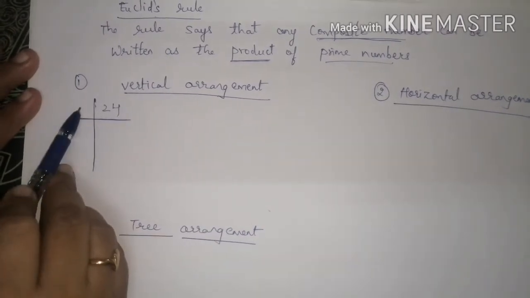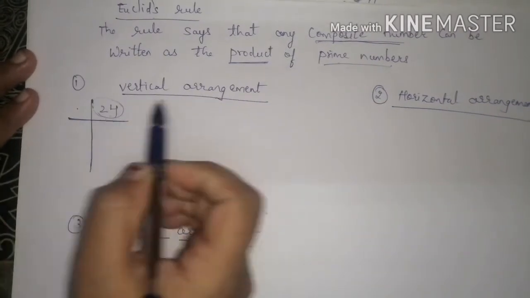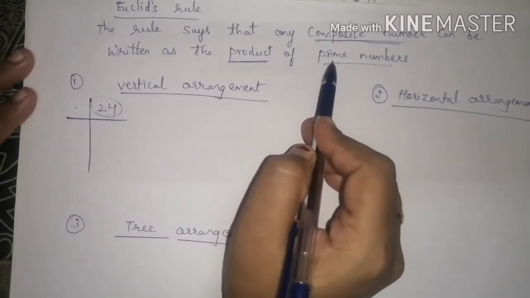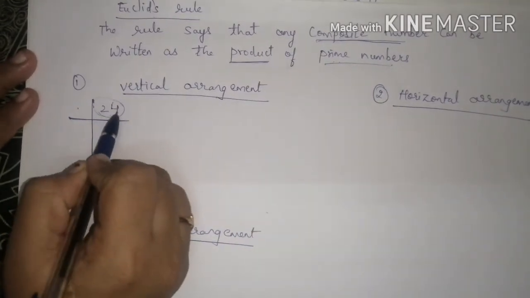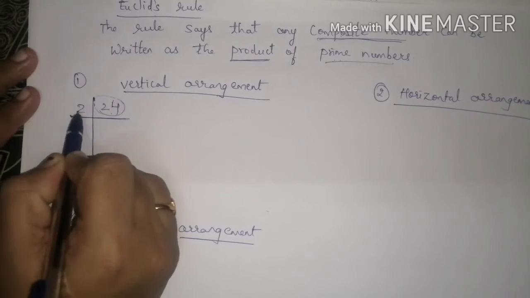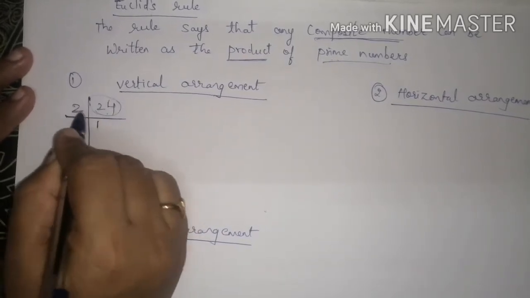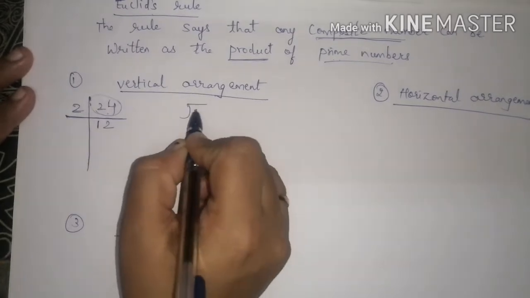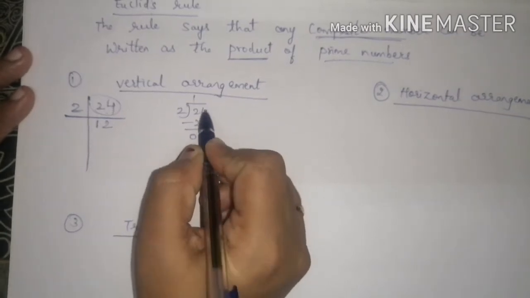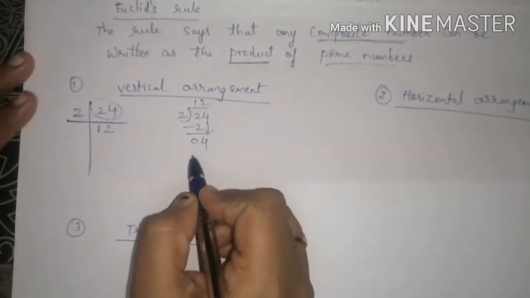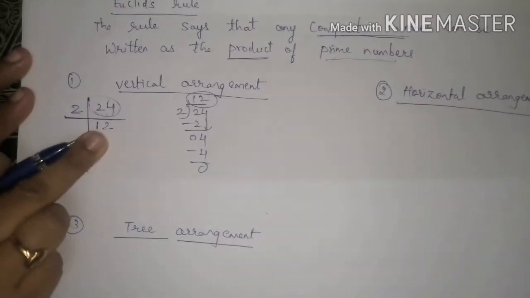and we divide by the prime numbers, because 24 is a composite number, and we will find its factors in the form of prime numbers. So 24 will get divided by 2, and 2 is a prime number. If we divide 24 by 2, we get 12, since 2 ones are 2, 2 twos are 4. If you don't know, you can divide it like this also. 24 divided by 2, 2 ones are 2, 2 minus 2 is 0, this 4 comes down, 2 twos are 4. So what answer you got, you write it down here: 12.